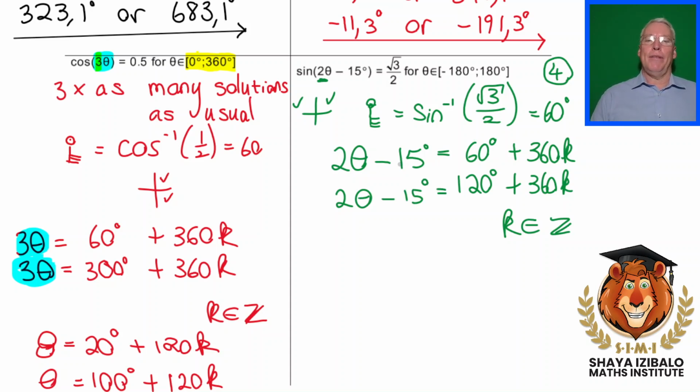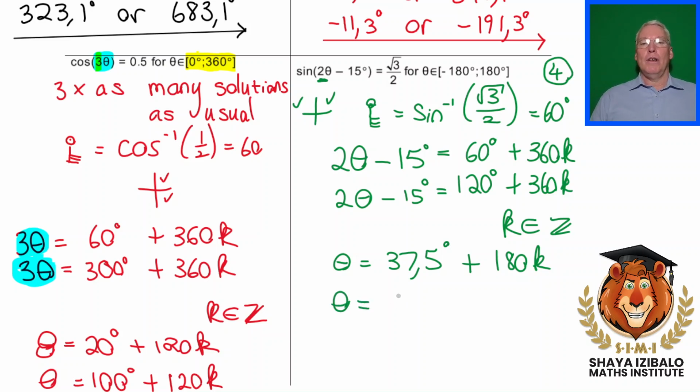The top one, we add 15, we get 75. When we divide 75 by 2, we get 37,5. But don't forget that the 360 must now become 180k. The bottom one, we get 135. And when we divide 135 by 2, we get 67,5. Just checking myself, that is right. And that one will also be 180k. 135 divided by 2 is 67,5, plus 180k.